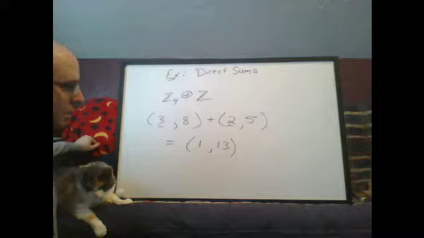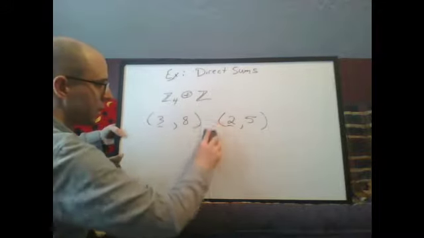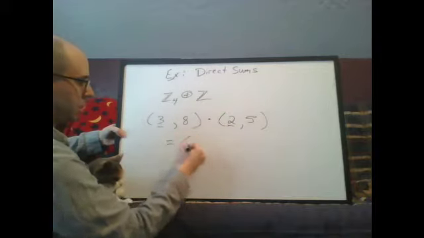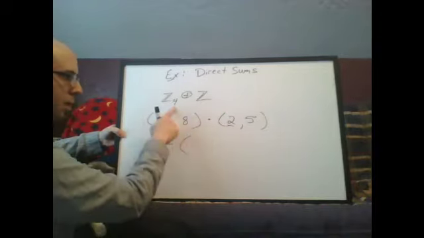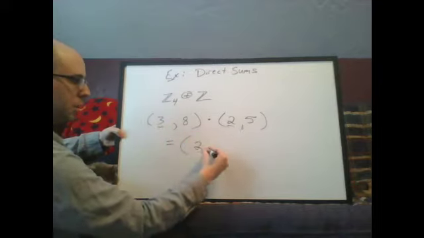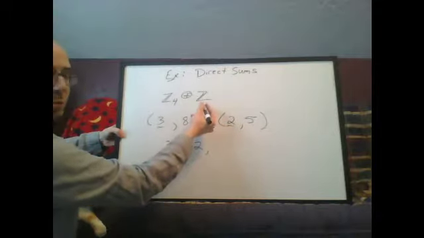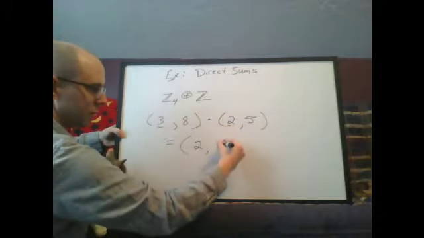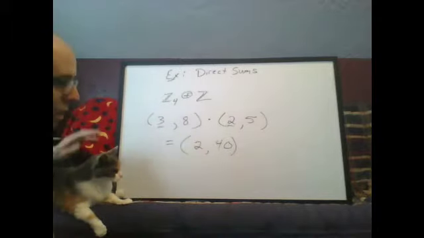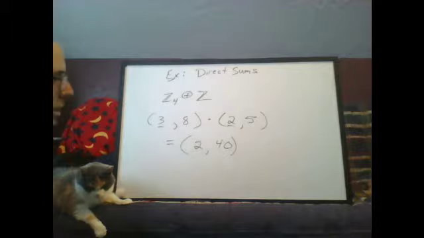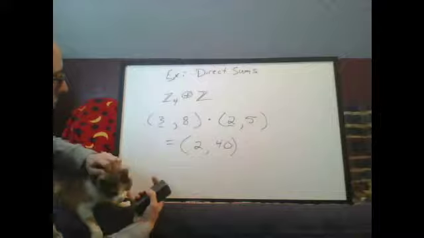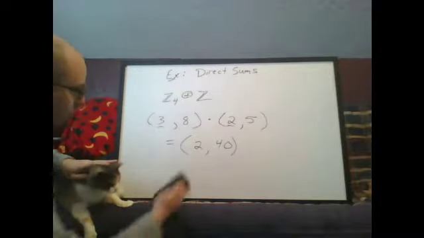And multiplication is done the same way. If I wanted to multiply, let's just go with the same two. Multiplication in the first coordinate is done mod 4. So 3 times 2 is 6, mod 4 is 2. In the second coordinate, I'm just doing ordinary multiplication. 8 times 5 is 40. Okay, so direct sums can be applied to rings, and you just keep both operations for each of the rings.